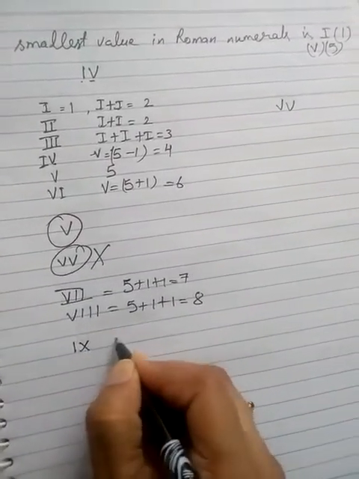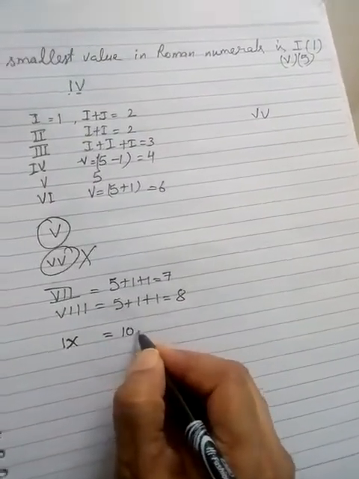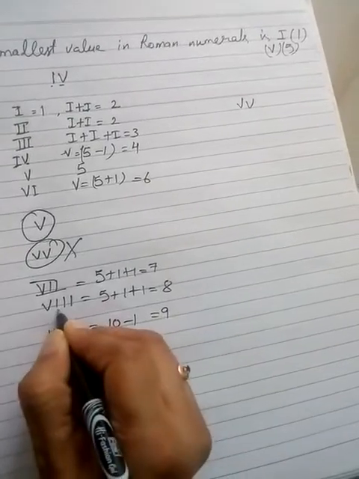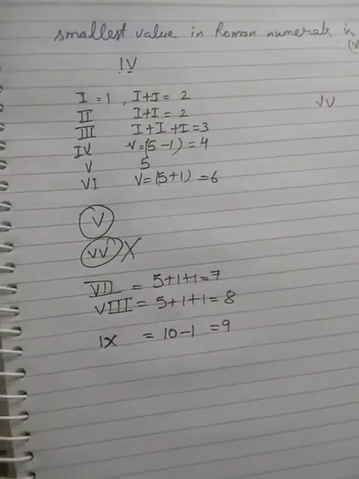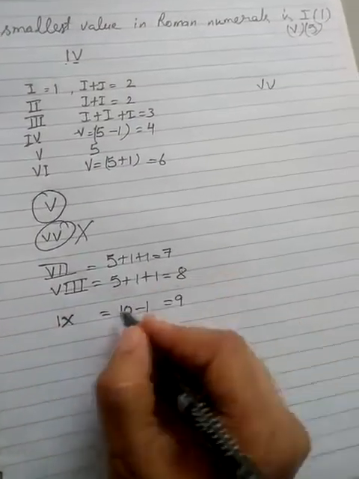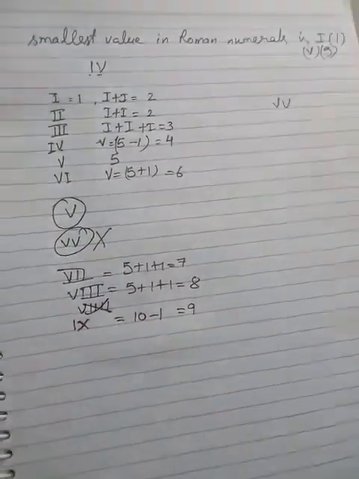Then 9. Okay, again. Now X stands for 10, minus 1 is 9. Because we can't repeat any Roman numeral more than 3 times, that's why we can't write 9 as VIIII. We can't write 9 like this.